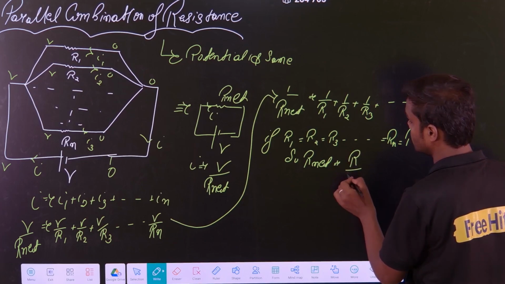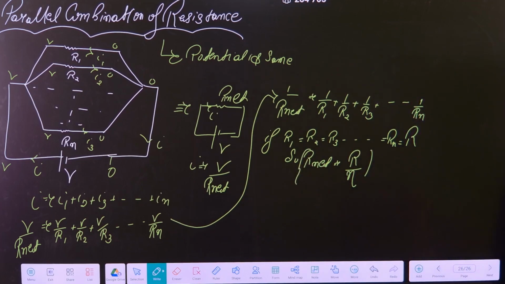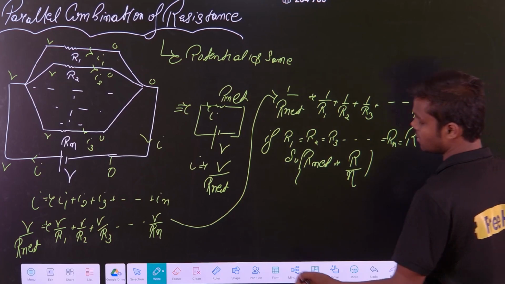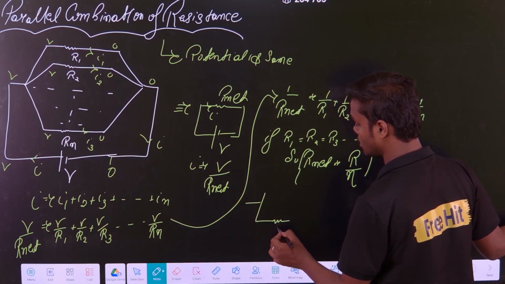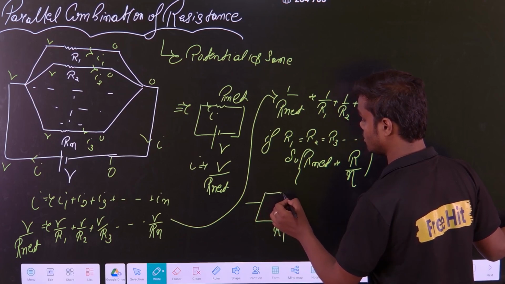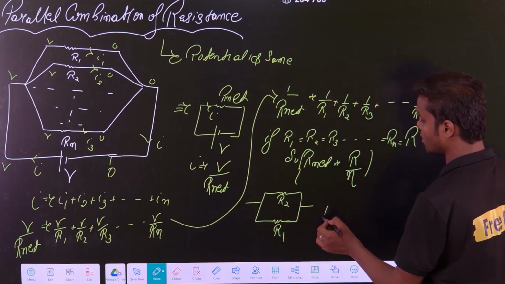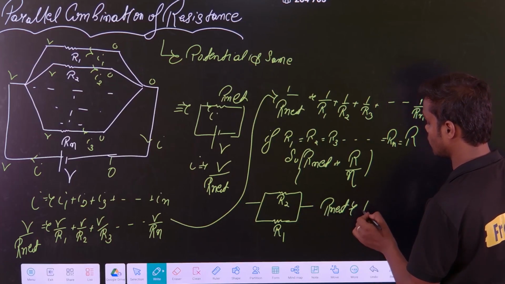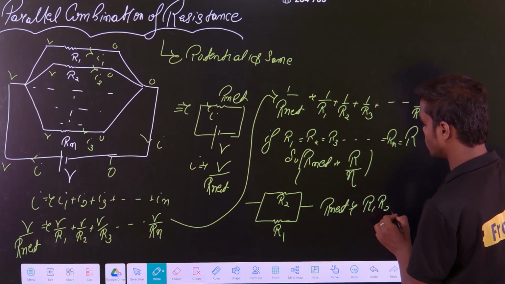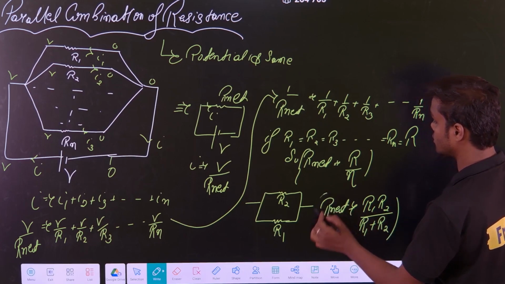R by n, sorry, it will be R by n, correct? And one more thing: suppose there are two resistors connected in parallel, this is R1 and this is R2, and you have to calculate R net. Then simply remember that R net is R1 into R2 upon R1 plus R2. Just directly remember this because it is going to be used a lot of times.